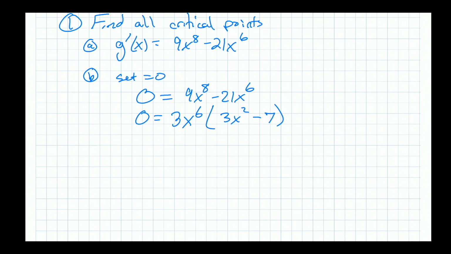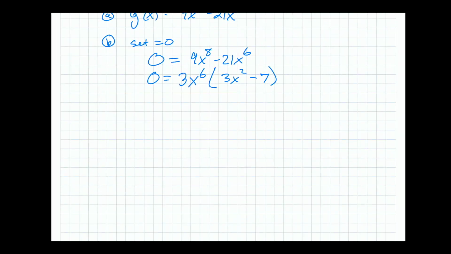It's normal. So we set equal to 0. We need to solve this for x. So we got 0 equals 3x to the 6th, or 0 equals 3x squared minus 7. This isn't going to be that hard to solve. For the first one, divide both sides by 3, you get 0 equals x to the 6th. Technically, you take the 6th root here, but it's 0, so 0. So we got one critical point.